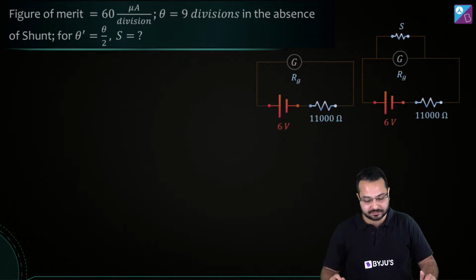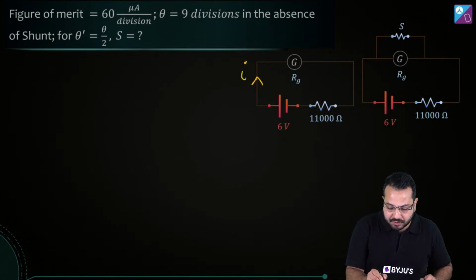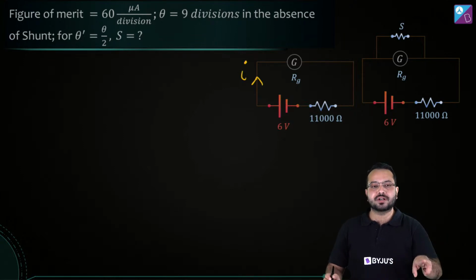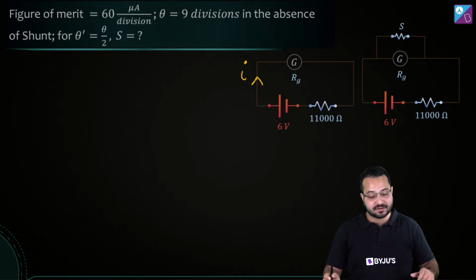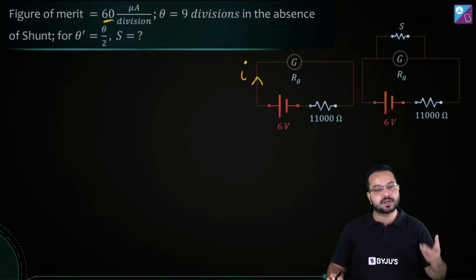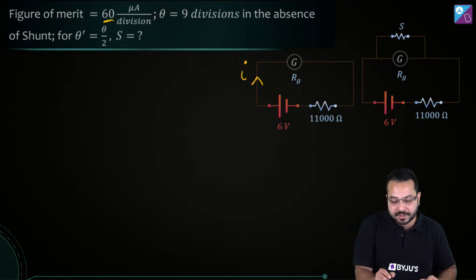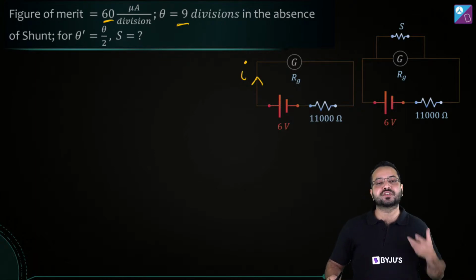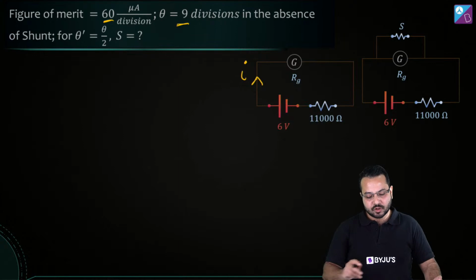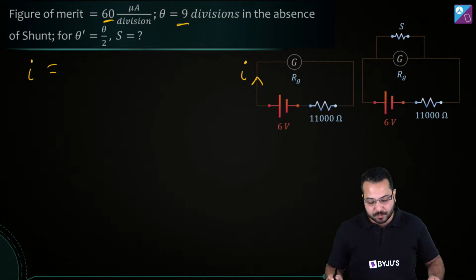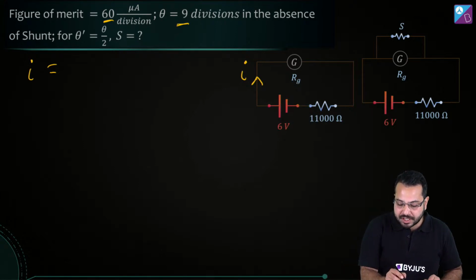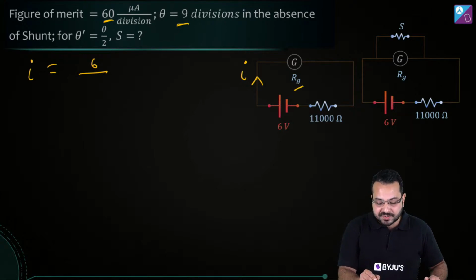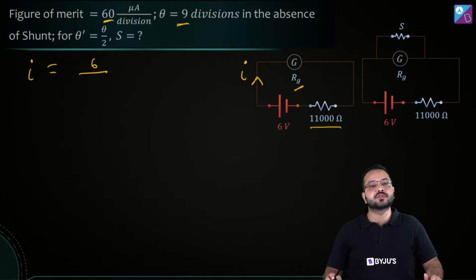All right, now let's see. Can we find the current here? When there is no shunt attached, the current is already given. How do we know? We know that it is 60 microampere per division, and the deflection is 9 divisions. So the current is going to be 9 into 60 microampere. Simple. So we know the current flowing in this case. Now can I say that the current is equal to the voltage divided by the resistance, where the resistance of the galvanometer and this 11,000 ohm resistance are in series combination? Can we see that?